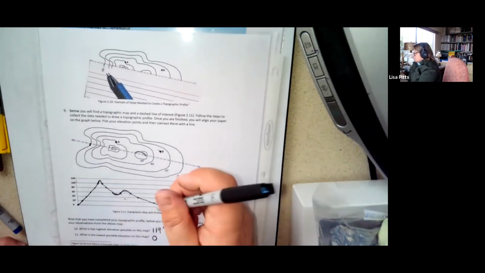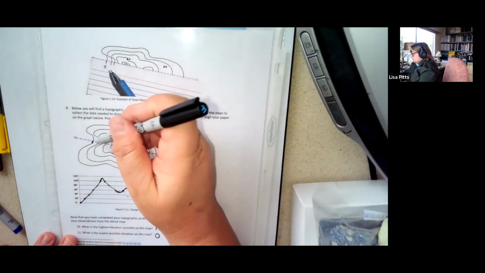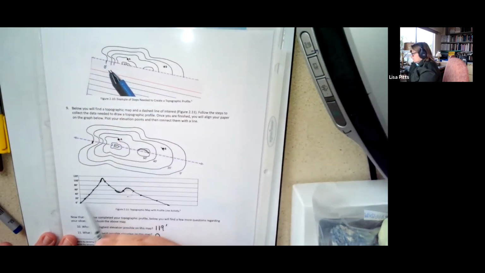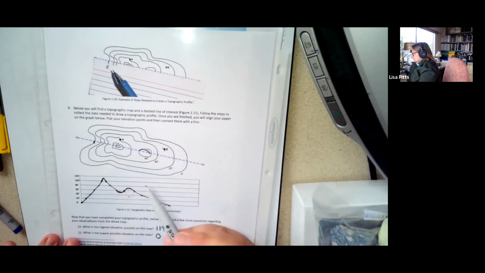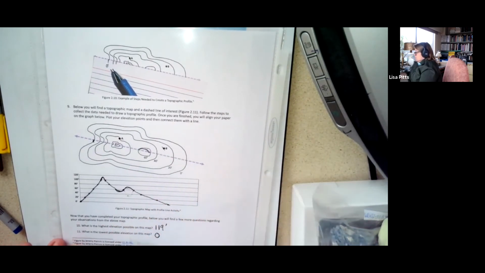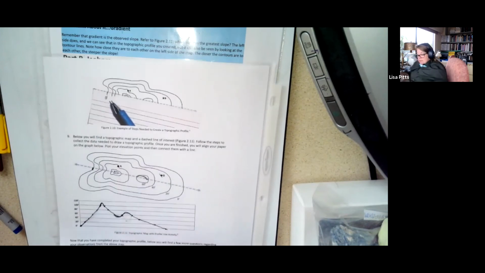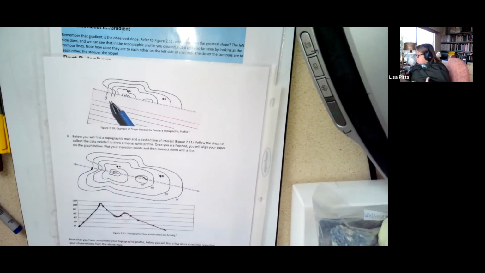So again, we can look at this and we can see that steep side again. The contour lines are really close together right here. That's because we have a nice steep hill and then not as close together over here. So not as steep. So now we've done isocontour lines.